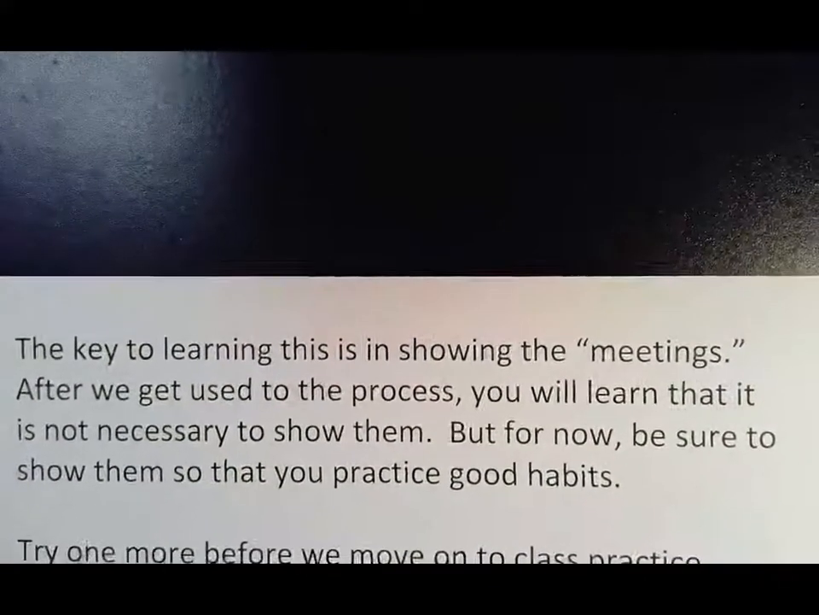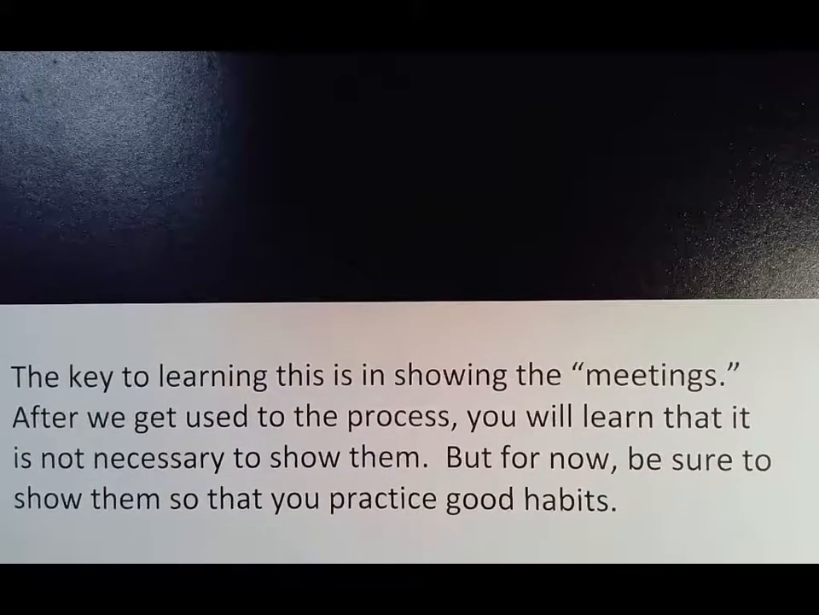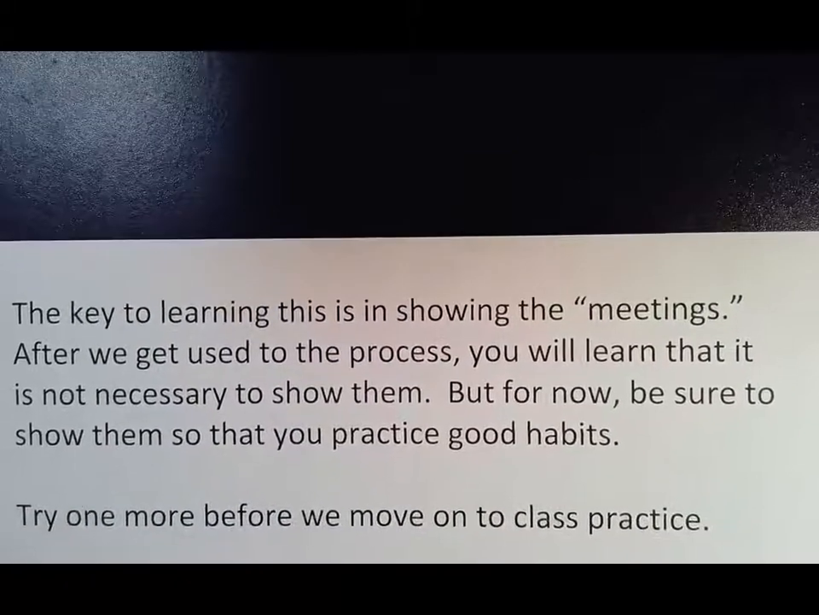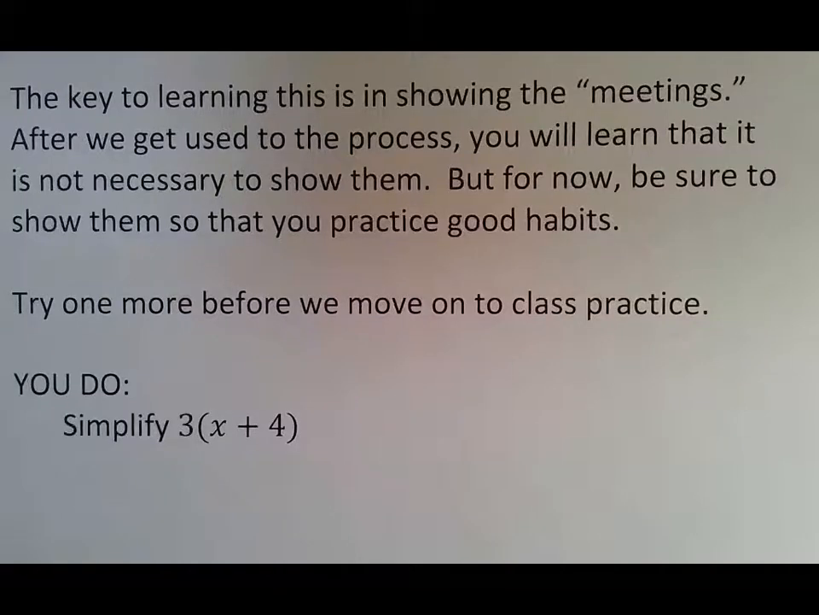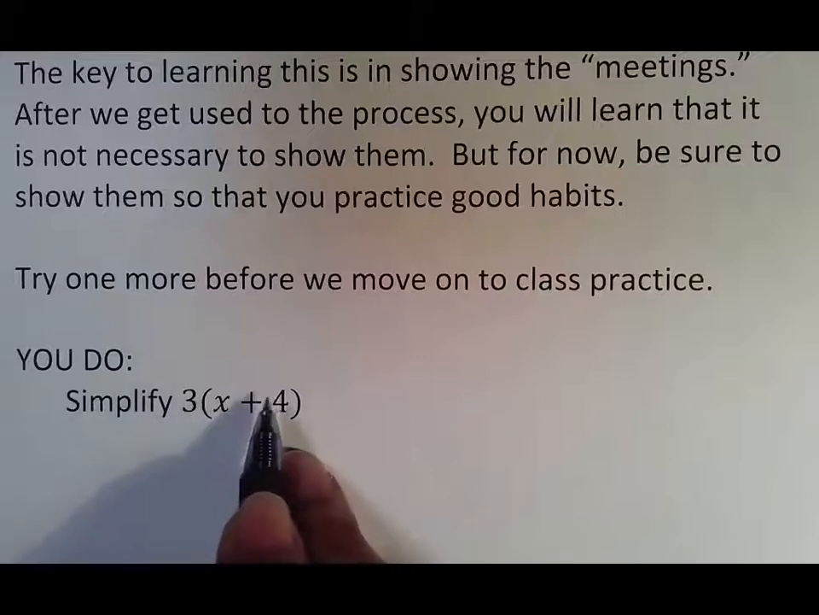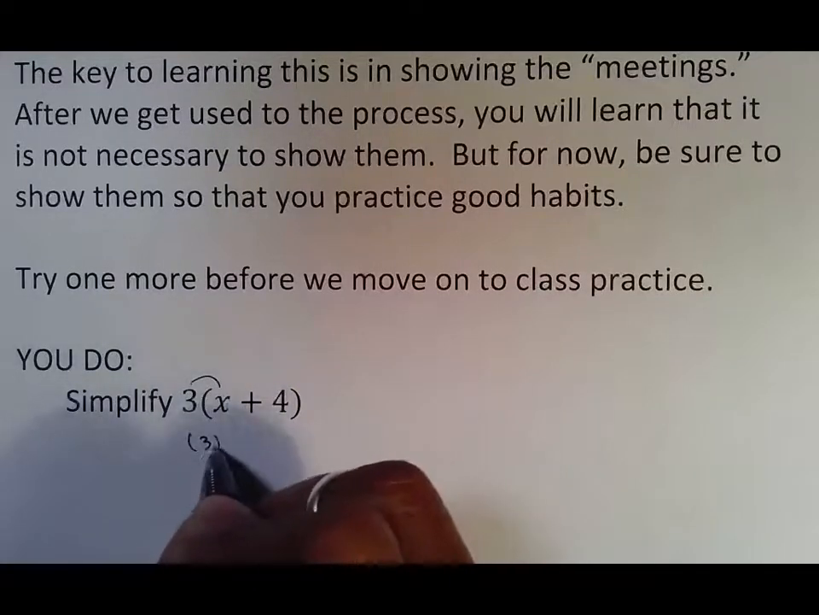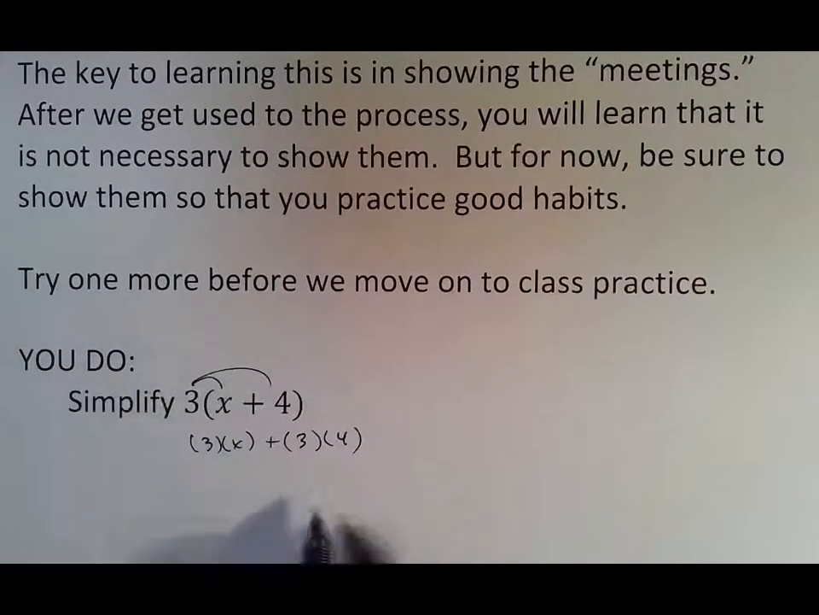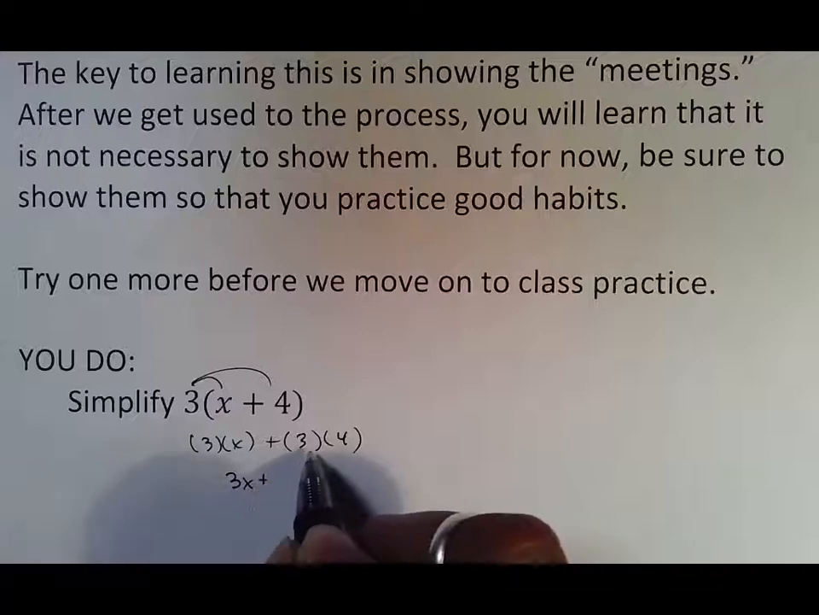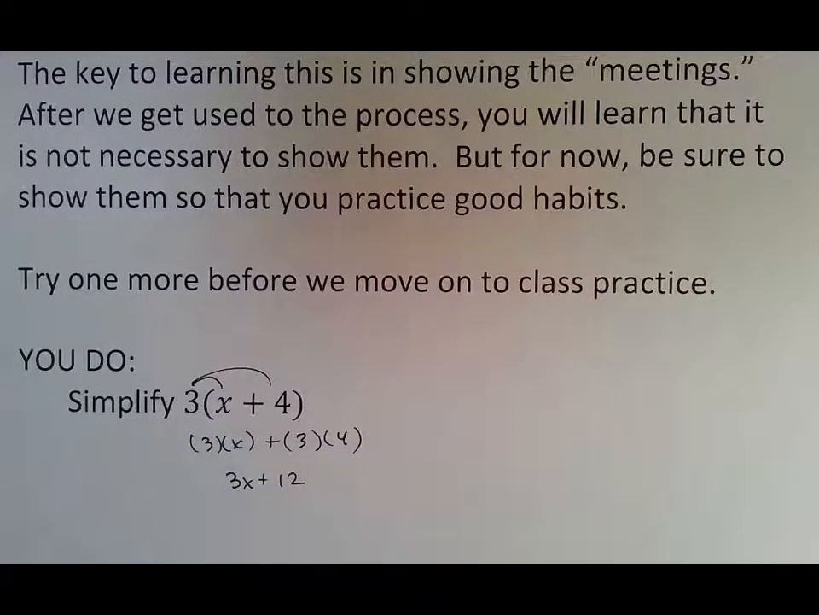The key to learning this is in showing the meetings. So after you get used to the process, you'll learn that it's not necessary to show them, but for now, show them, because it's probably going to be points on your quiz and you don't want to miss out on that stuff. So try one more real quick before we move on to the end of this thing, and you try class practice or whatever it might be. Again, go ahead and pause the video and see how you do. Here, x and 4 are friends, so 3 is going to meet x, and 3 is going to meet 4. 3 times x makes 3x. 3 times 4 makes 12. That's as far as we can go.